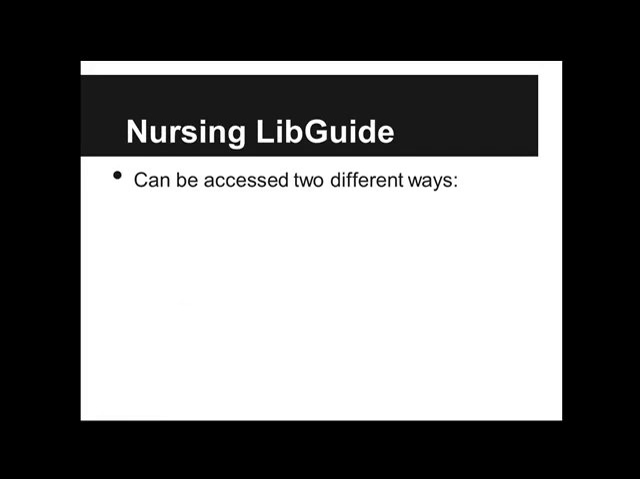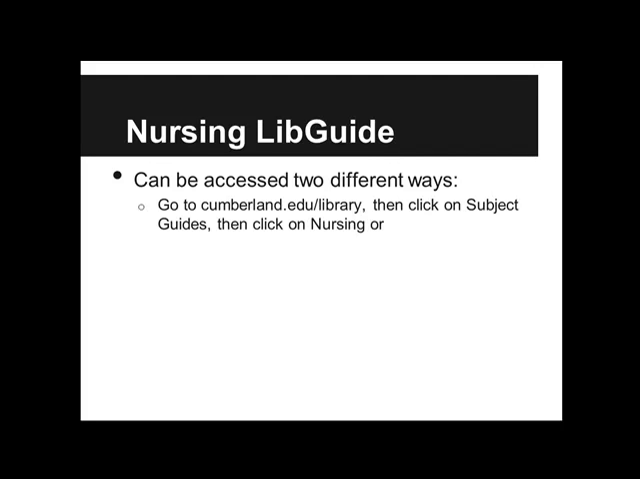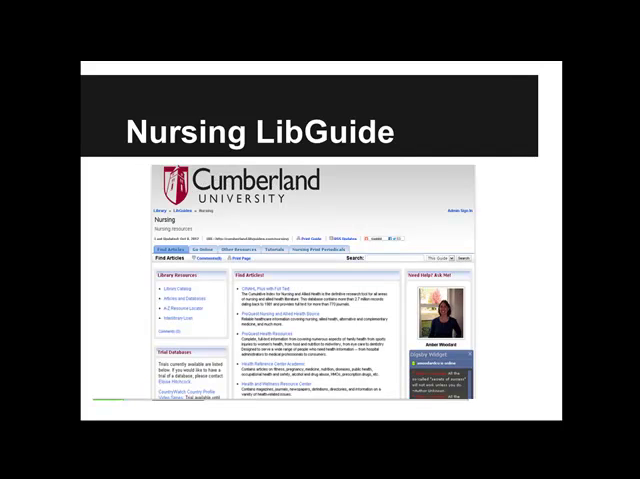All of the resources I'm going to talk about are available on the Nursing LibGuide. There are two different ways to get to the guide. First, you can go to the library's website and click on the Subject Guide link, then click Nursing. You can also go directly to the guide by going to cumberland.libguides.com/nursing. We have LibGuides for different subjects and topics. The Nursing LibGuide is a collection of articles, web resources, tutorials, and print journals that the library has related to nursing.